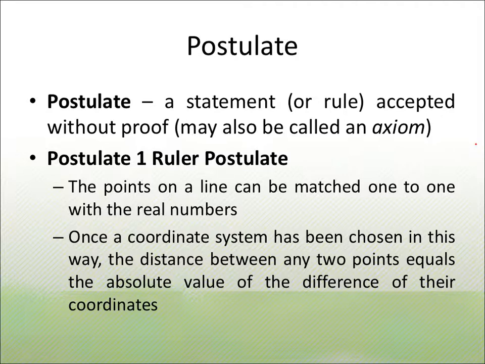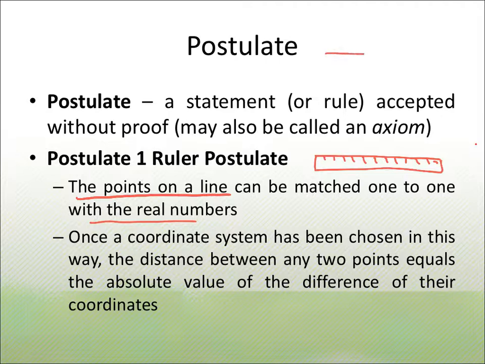And it looks like this. It talks about a ruler, really a line, is that the points on a line can be matched 1-to-1 with real numbers. For example, you see this on a ruler. You have a line, and all of these points match up with real numbers, just like on a number line. When I do a number line, they match up so that we've got 0, 1, 2. All those points will match up with real numbers. That's what I mean when I say the ruler postulate, that numbers match up with all these points on the line.